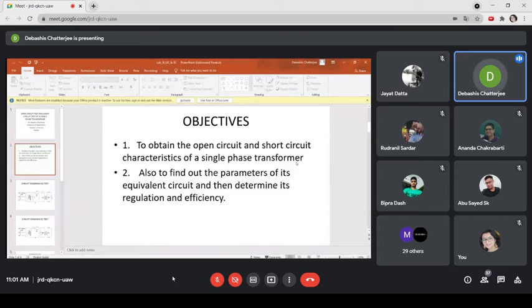Now if you plot the secondary voltage with magnetizing current, you will find a characteristics. That characteristics is nothing but the open circuit characteristics under open circuit condition.